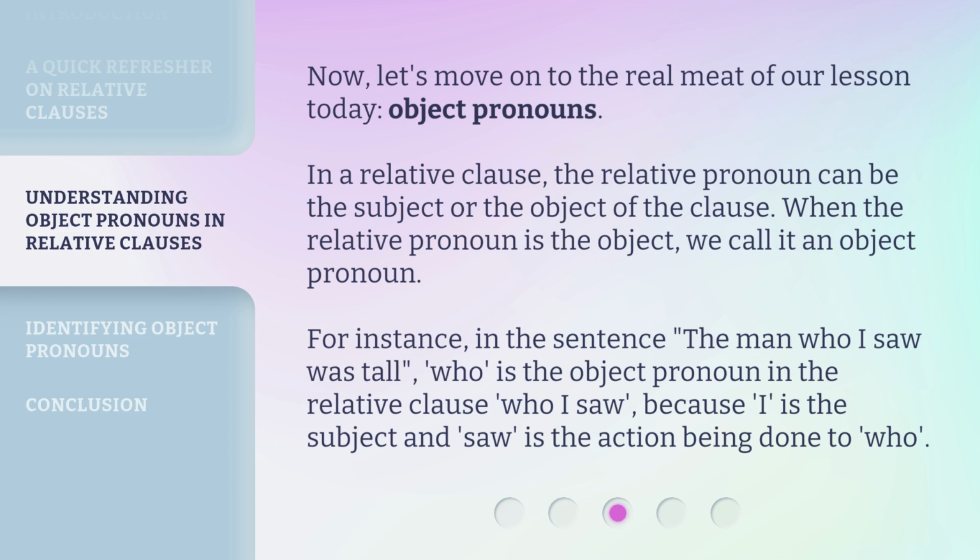Now, let's move on to the real meat of our lesson today, object pronouns. In a relative clause, the relative pronoun can be the subject or the object of the clause. When the relative pronoun is the object, we call it an object pronoun. For instance, in the sentence, "The man who I saw was tall," who is the object pronoun in the relative clause, who I saw, because I is the subject and saw is the action being done to who.